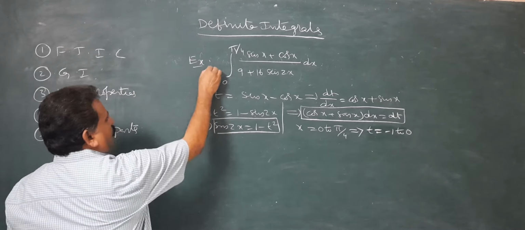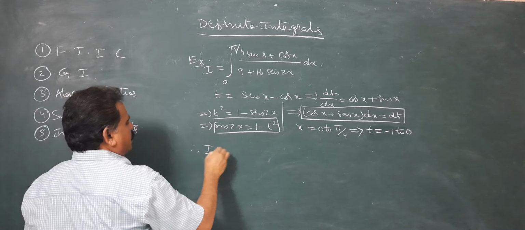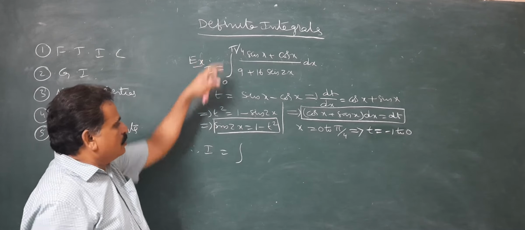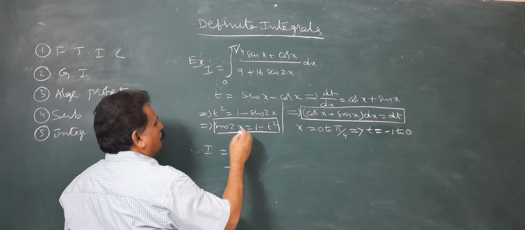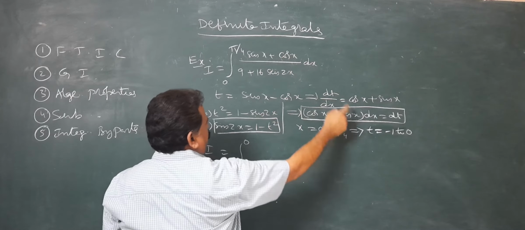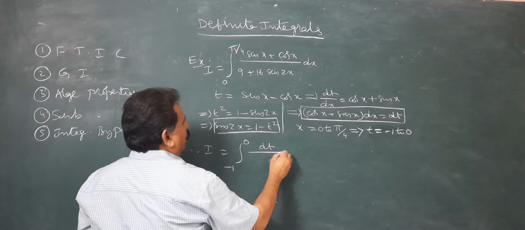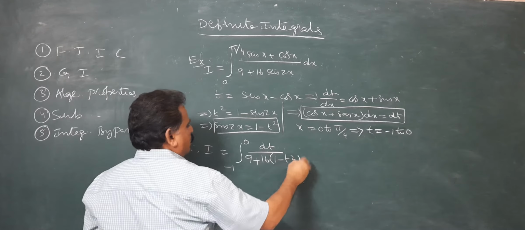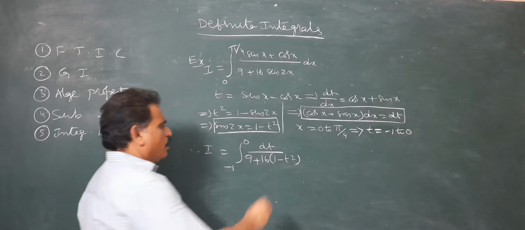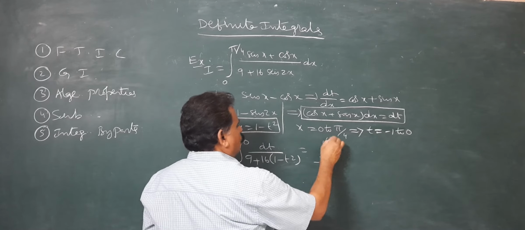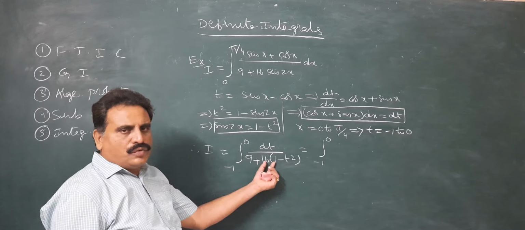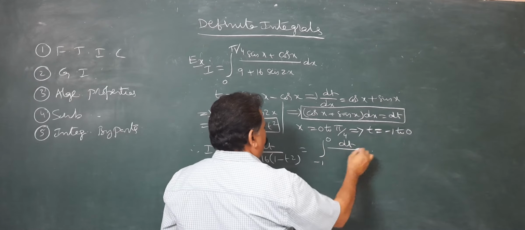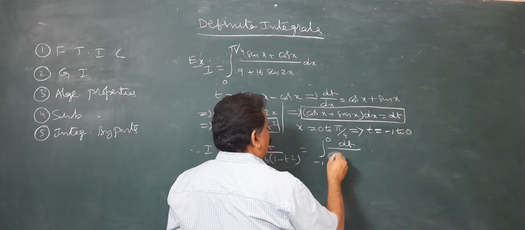Therefore, let the given integral be I. We have to immediately convert the limits into t limits. They are minus 1 to 0. (sin x + cos x) dx is dt, whole divided by 9 plus 16 into (1 minus t square). That equals the integral from minus 1 to 0 of dt by 9 plus 16, 25 minus 16 t square.